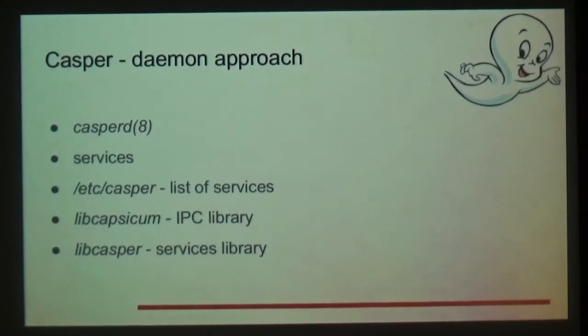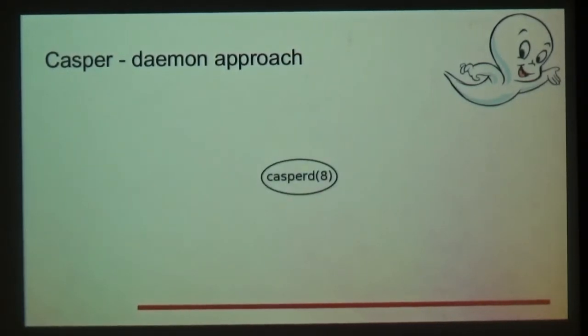The idea was that we can install, for example, additional services from the ports. We also had two libraries. One was libcapsicum, which provides us inter-process communication for Casper and for the service, Casper and for the process which was sandboxed. And libcasper, which allows us to create new services. So this is how the Casper daemon worked.